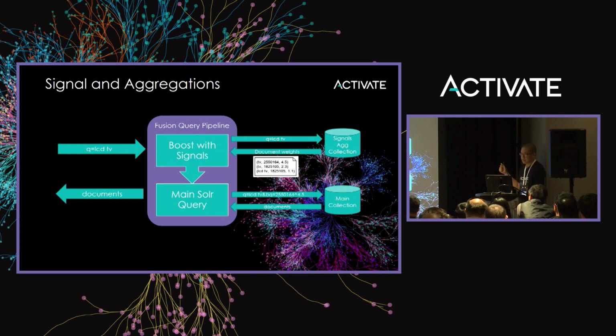And so when you make this query to the signals aggregation collection, it's going to return doc ID weights, and it's going to roll those up, and then it's going to query the main collection with boosts applied to each of those documents returned in that signals call. So basically, it's just boosting documents that have been clicked more frequently for a certain query or queries that are similar to the current query.